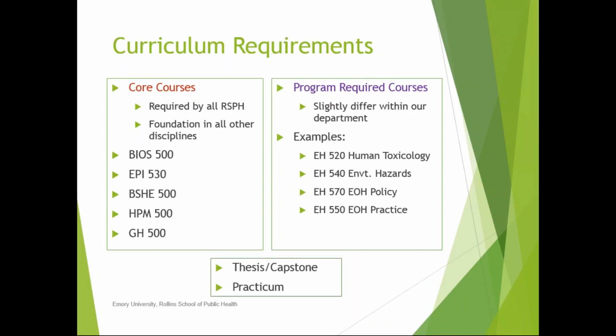So the curriculum is split out into 3 main areas. The core classes are required by all Rollins students, and it's the foundation class that you're going to take in all the other disciplines. So there's biostatistics, epidemiology, behavioral sciences and health education, health policy and management, and global health for the non-global students. And then there's the program required classes, and examples of those are human toxicology, environmental hazards, environmental occupational policy, and practice.